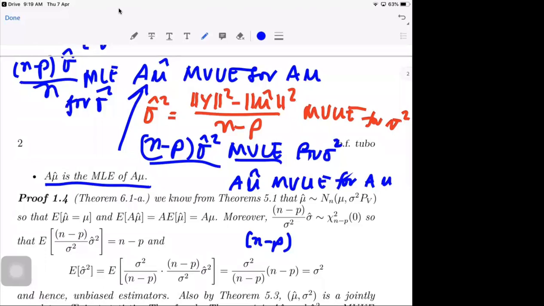N minus P sigma squared will be MVUE for sigma hat squared. So this is what we want for the A part. Okay, let me first erase.